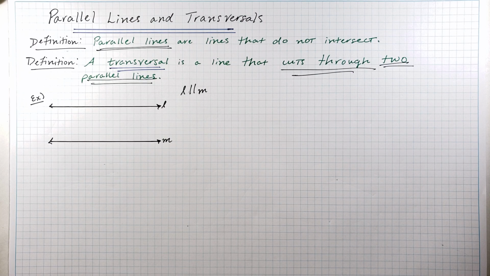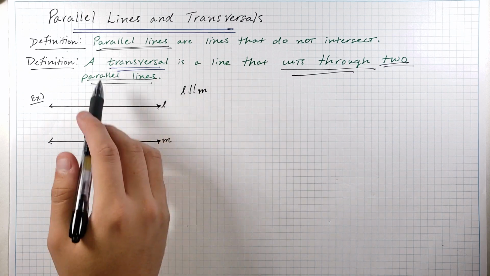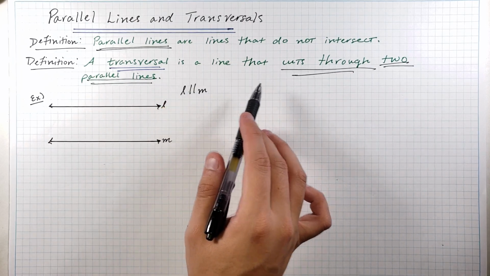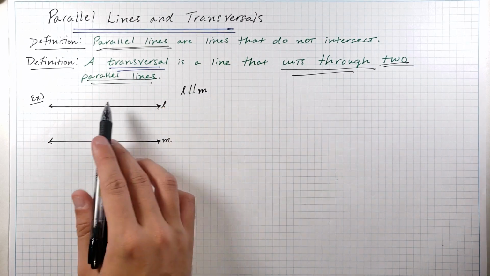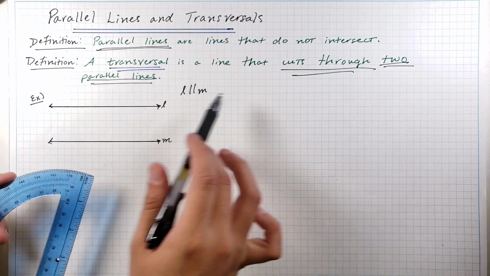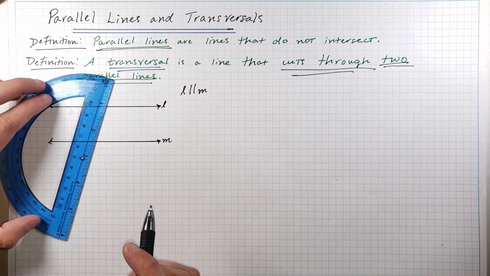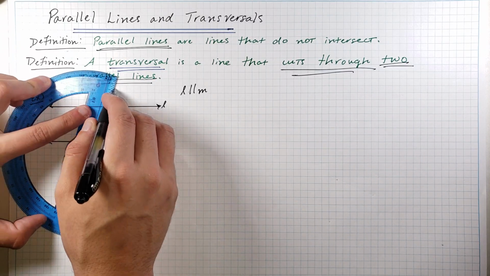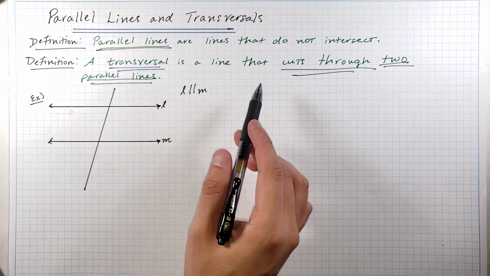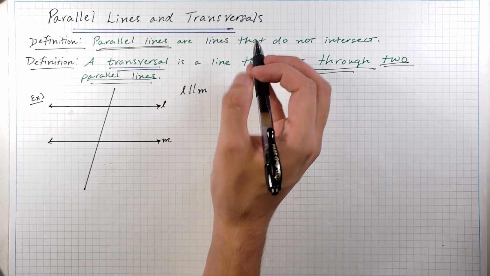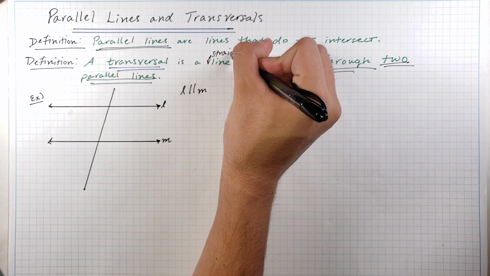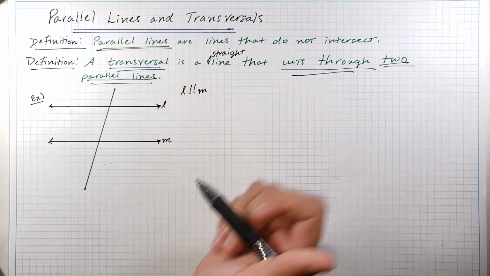But now let's see what the transversal is all about. So the definition says a transversal is a line that cuts through two parallel lines. So here we have the two parallel lines. Now let's draw a transversal which cuts through both of them. So we'll draw something like that, all right? And a transversal is a straight line, all right? So you might want to put the word straight here. A straight line.